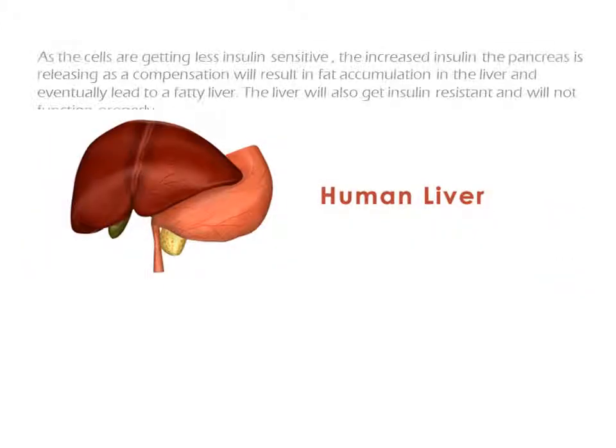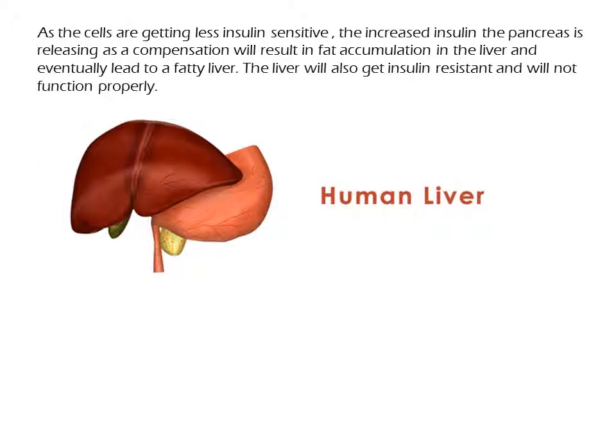As the cells are getting less insulin sensitive, the increased insulin the pancreas is releasing as a compensation will result in fat accumulation in the liver and eventually lead to a fatty liver. The liver will also get insulin resistant and will not function properly.